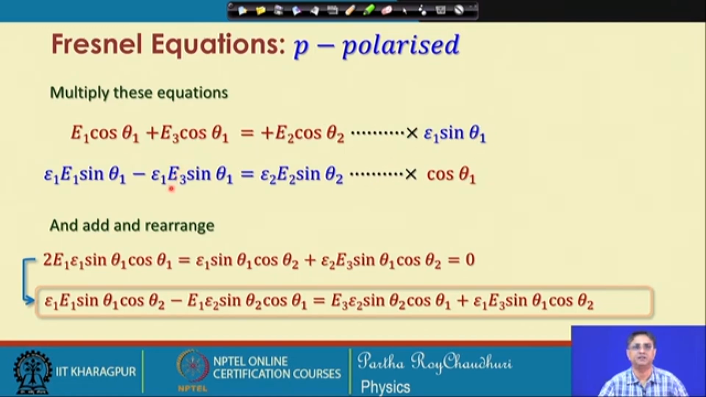Then if we add, you can rewrite this equation as twice E1 epsilon 1 sin theta 1 cosine theta 1 and so on, which is equal to 0, because here we try to eliminate E2 from both the equations. Then if you bring all the E1 terms to the left-hand side and E3 terms to the right-hand side, the equation can be written in this form.